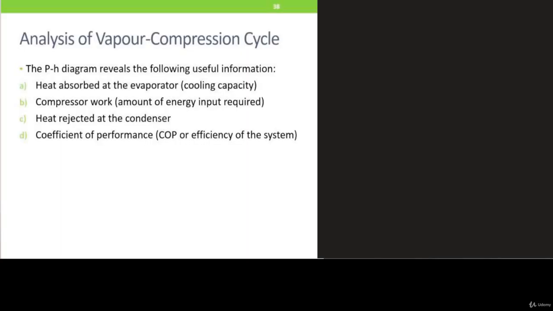Welcome back to the last part of the lecture, which is on the vapor compression cycle. Previously we have learned how to draw a vapor compression cycle onto a pH diagram. But of course that's not the end, because from the pH diagram we are able to get very useful information, which includes the cooling capacity, the amount of energy you need to put in, the amount of heat that will be rejected at the condenser side, and of course the most important part, how efficient the system is.